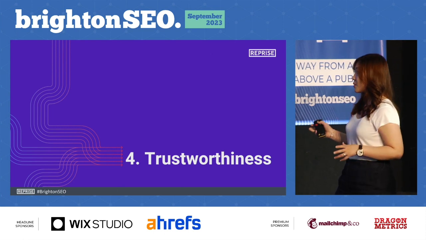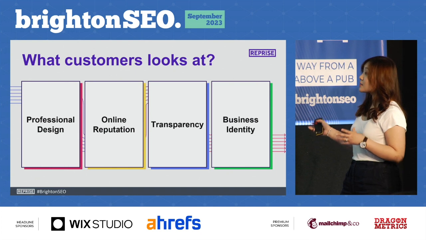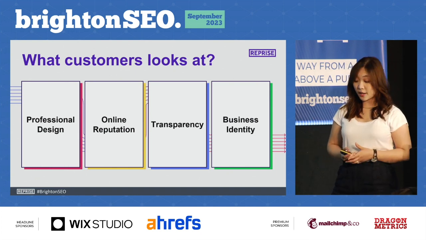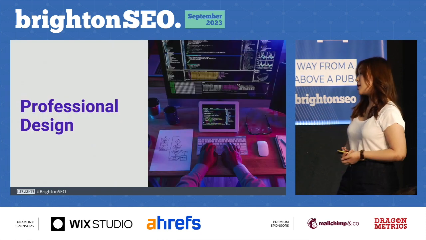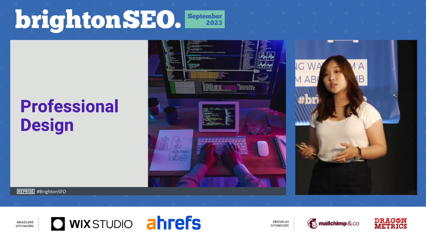Last but not least, we have trustworthiness. There are 4 things customers would follow when they build trust with you as a brand. So first up, professional design. It could be interpreted from a technical SEO and user experience point of view.